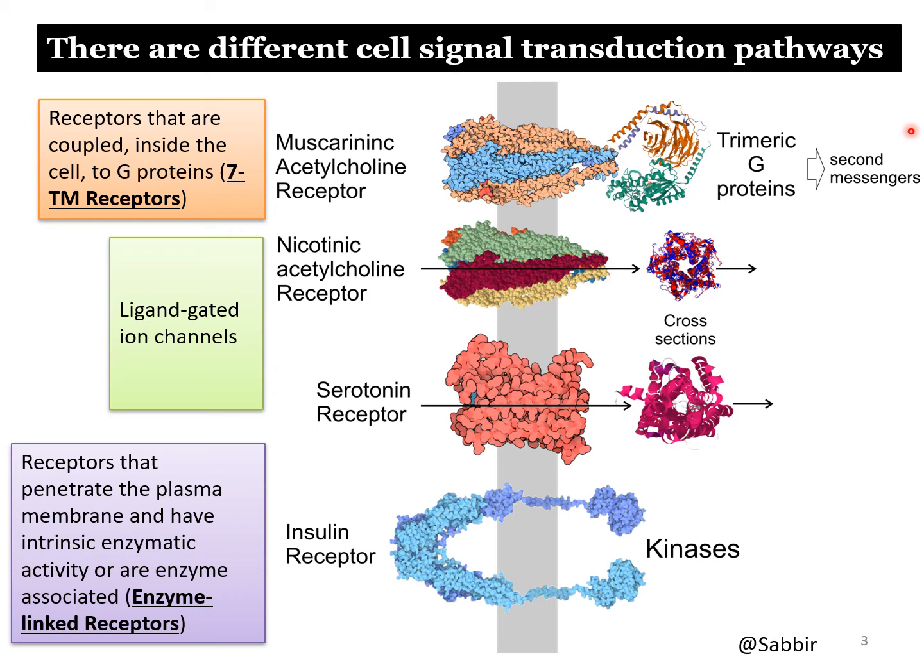So based on this discussion, the muscarinic acetylcholine receptor and nicotinic receptor are different, though both of them are activated by binding to acetylcholine. In case of muscarinic receptor, there is recruitment of G proteins, which then generate second messengers. But in case of nicotinic acetylcholine receptor, it's a ligand-gated ion channel, and binding of acetylcholine opens the ion channel and allows the ions to move across the membrane and generate electrical potential. The serotonin receptor is also a ligand-gated ion channel. Binding of serotonin brings a conformational change to the protein, which then allows the ions to move across the membrane.